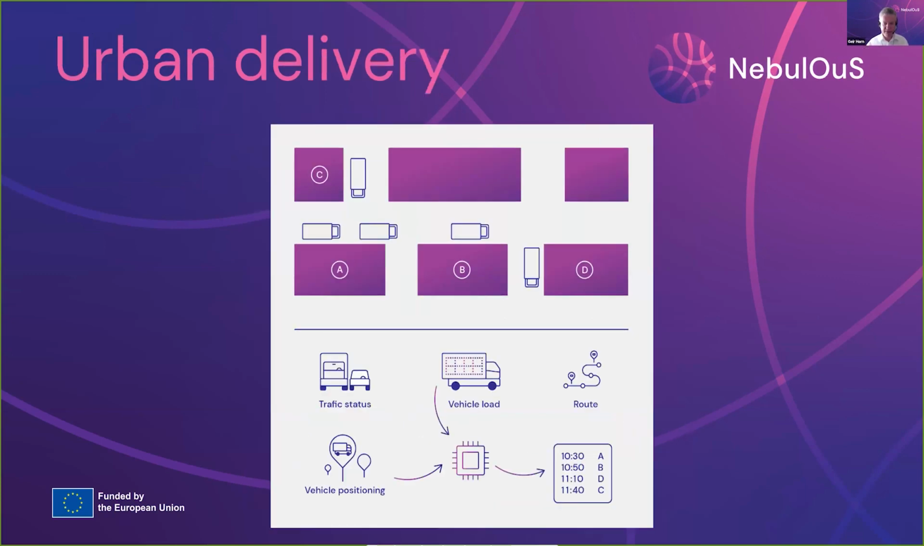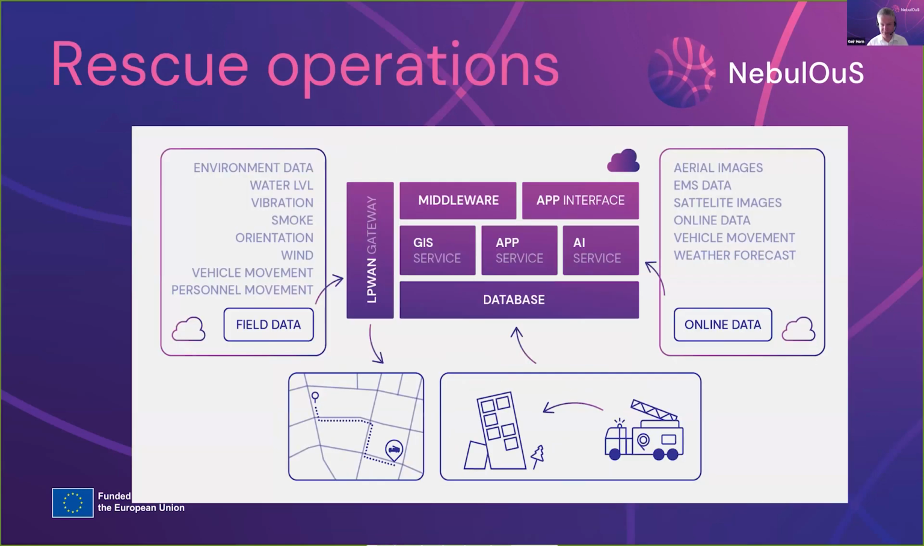The second thing is, of course, that the food and the goods have to be delivered to the shops, and for that we also plan to have a second application which follows the trucks that go out in the city, taking into account the traffic status and the load of the vehicles, and trying to find an optimal route for delivering the goods to the final shops.